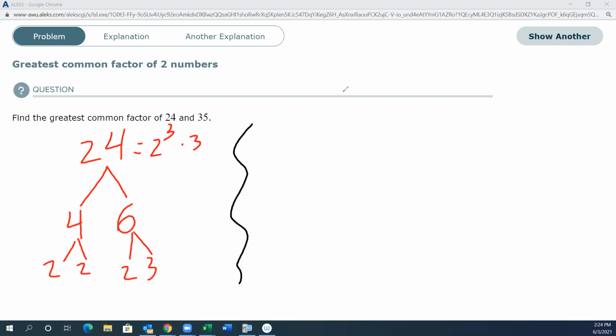Okay. What about the 35? 35 is 5 times 7, both of which are prime. So those are my guys. So it's just 5 times 7.